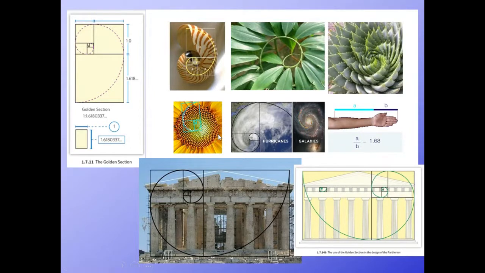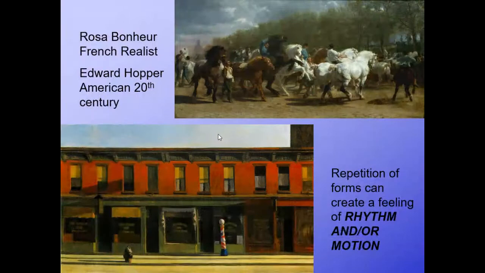You can find it in nautilus shells, in the growth patterns of plants, particularly sunflowers, really easy to see it. And the ancient Greeks used this proportional system or ratio in their architecture and in their sculpture as well. It's really kind of fascinating to see how many things in the natural world, the pattern of hurricanes, the spiral of galaxies, actually fall within or very close to this absolutely perfect system. You may be familiar with the Fibonacci sequence. It's a numerical sequence that fits the same pattern.